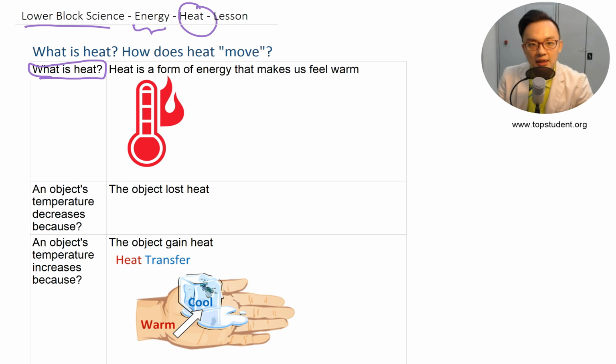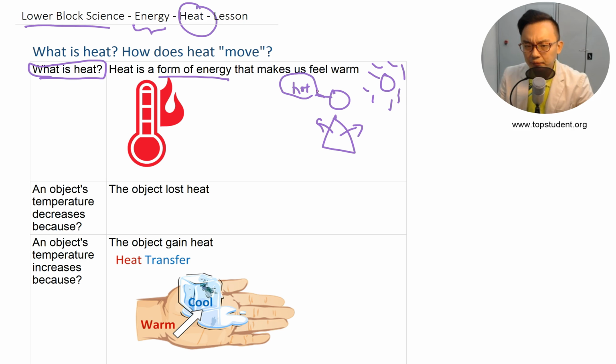All right, so what is heat? Heat is a form of energy that makes us feel warm. If you are standing here and there's sun and you say, hey, I feel really hot, I feel very, very hot because of the sun. Now, what's happening is that the sun is giving you some heat energy, which is making you feel warm. All right, so that's basically what heat is.